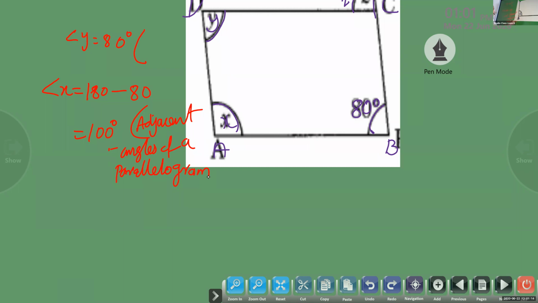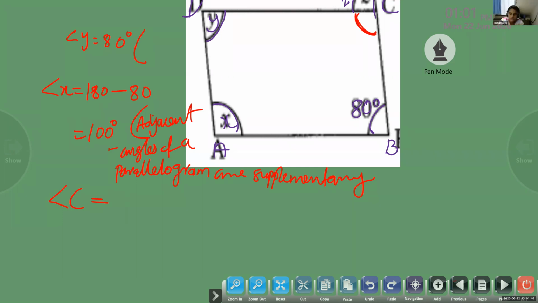Adjacent angles of a parallelogram are supplementary. Okay, so we got angle X and angle Y. Now, how will we get angle C, Prarthana? Linear pair. Okay, for using linear pair, first we have to get angle C. How will we get this angle?